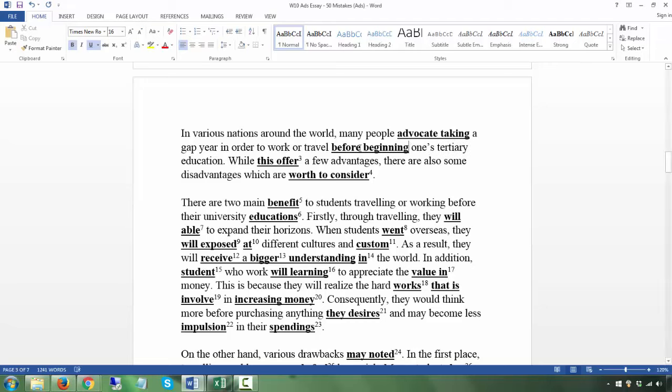Okay, "once tertiary education, while this offer". Now this is very simply the subject verb agreement. This is a "it offers". All right, "while this offers a few advantages, there are also some disadvantages which are worth". Now this is another word pattern mistake. Worth here is an adjective after the be verb.